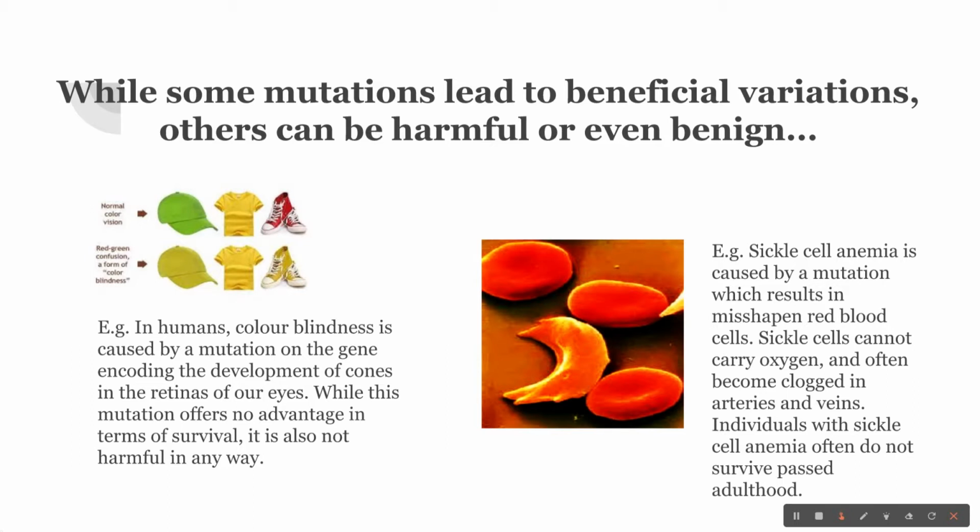They often become clogged in arteries and veins. And it's anemia, so it's low iron, low oxygen as well. People with this often don't survive past adulthood because their blood cells will always be misshapen and they can't get enough oxygen.